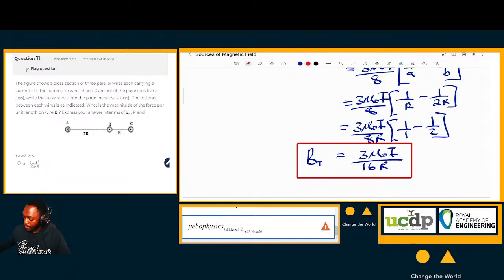Okay, so now we have to think of which equation we are using in that case. Just going to scroll here.